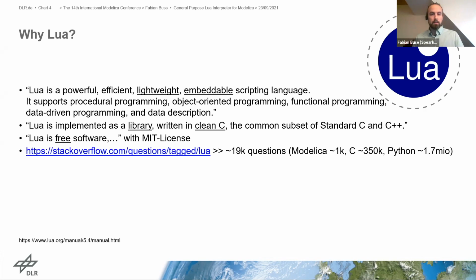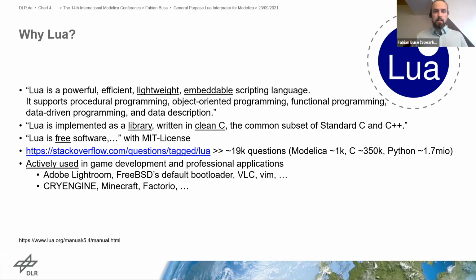Then to the usability of Lua, if we look at Stack Overflow, how many questions there are as a metric for how easy it is to get answers, then it has roughly 20,000 questions for Lua. To compare, Modelica has roughly 1,000, C 350,000, and Python 1.7 million. So Python completely out of the competition, but with the 20,000 questions and the ones that are there, it's easy to get started with it. And there are also very good tutorials on how to get started with Lua.